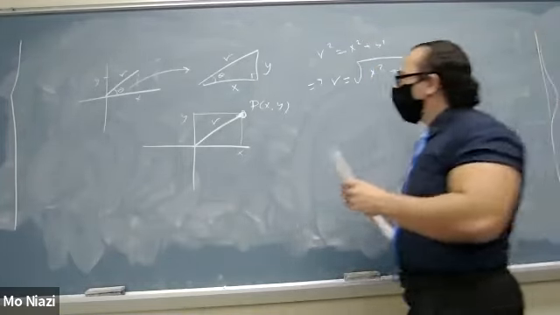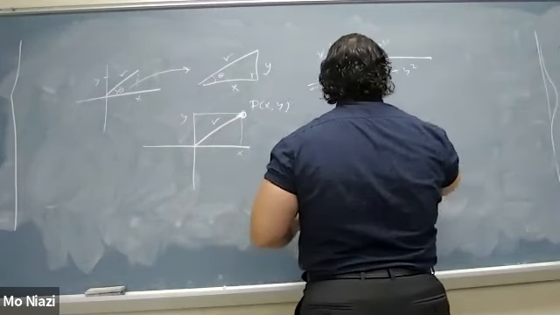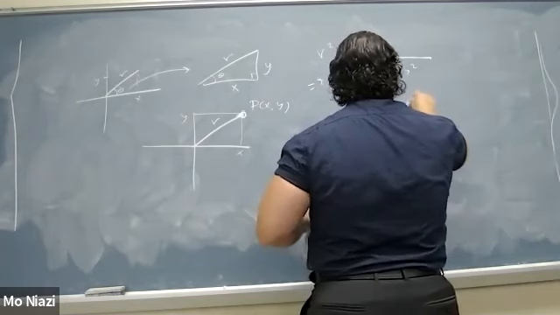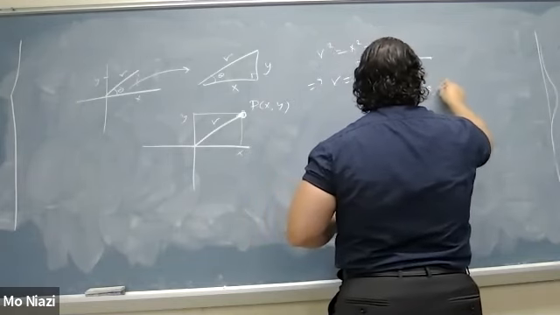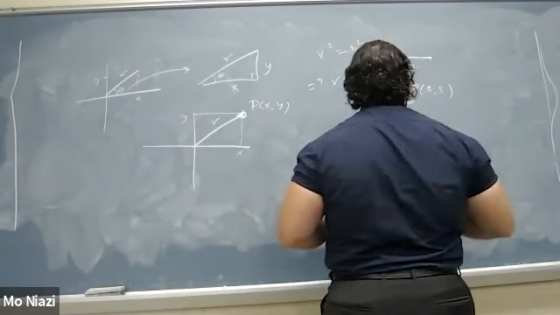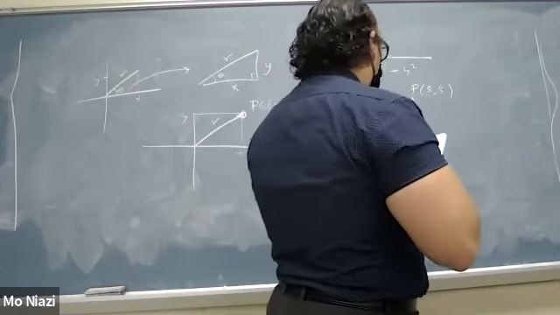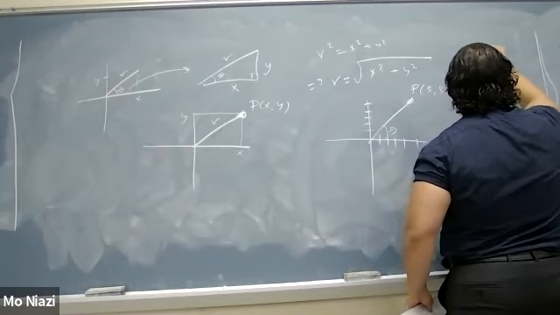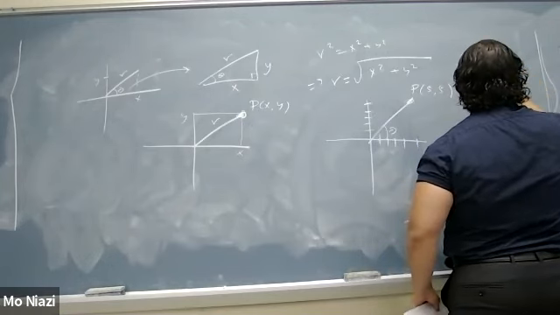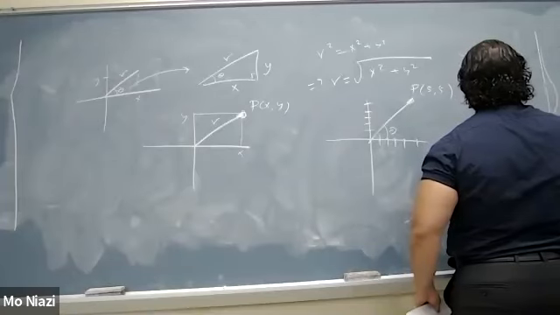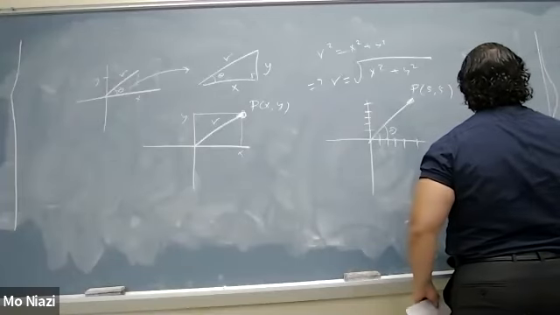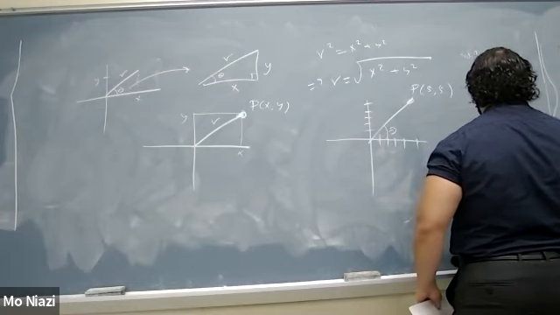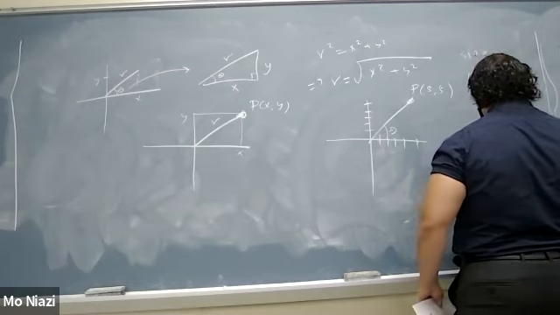Okay, so now let's talk about a given situation. 1, 2, 3, 4, 5. 1, 2, 3, 4, 5. This is P of 5, 5. Here's some angle theta. Find all the trig functions. What is sine of theta? What is cosine of theta? What is tangent of theta? What is cotangent theta? What is secant of theta? What is cosecant of theta?